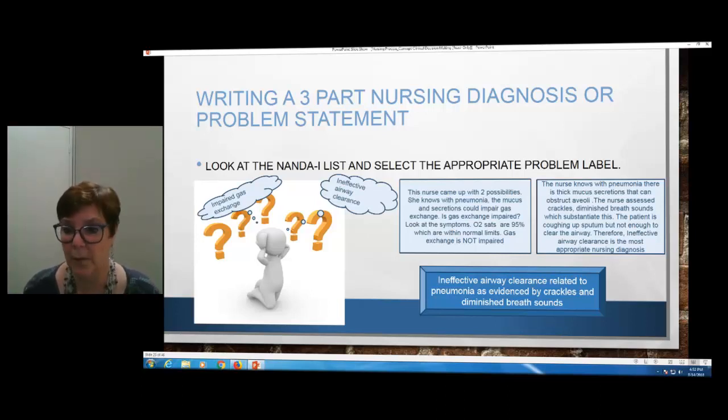So we're going to say ineffective airway clearance related to pneumonia as evidenced by crackles and diminished breath sounds. Okay, I know all of this is overwhelming, but if you just break it down, we already went through the reasoning for why we came up with ineffective airway clearance. The doctor now tells us it's pneumonia. We could have put related to respiratory infection if we had not known that right now. So it's ineffective airway clearance, that's our problem. The cause, pneumonia, and our evidence is crackles and diminished breath sounds.